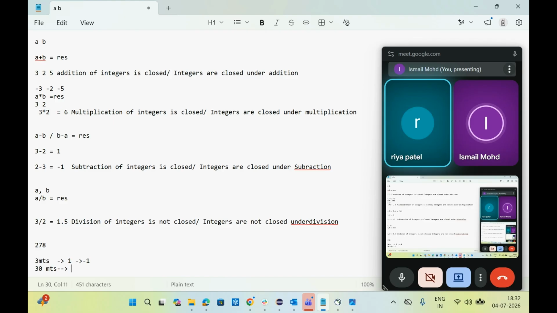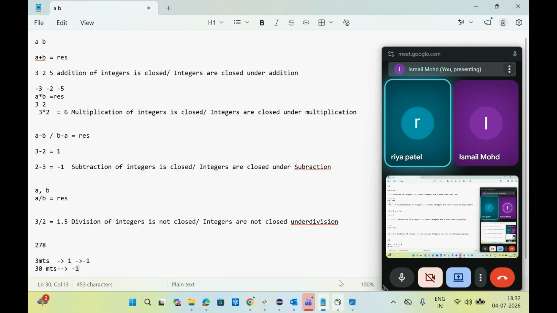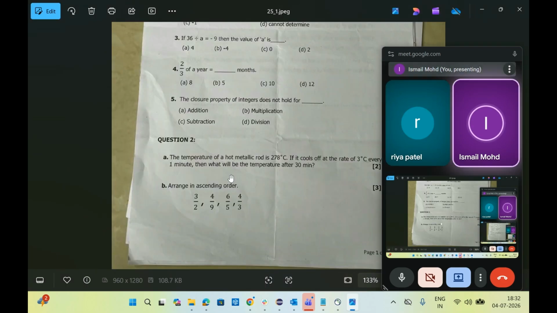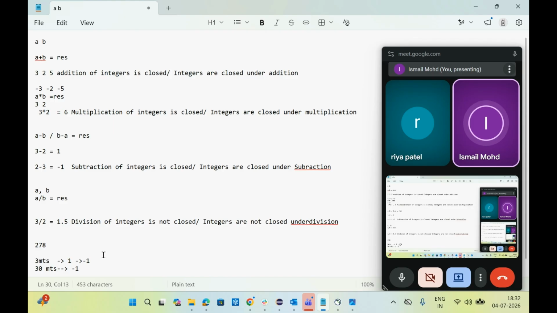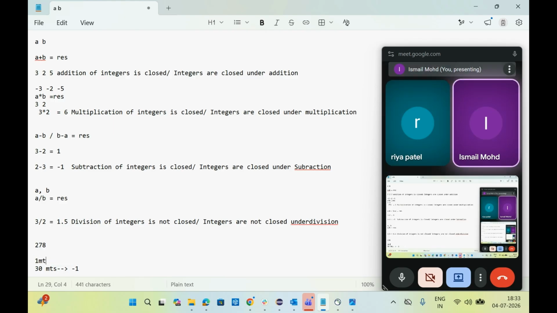3 into 10 means minus, mine. Sorry, what is the question? I think I got it wrong. It reduces 3 degrees after every 1 minute. So after every 1 minute, the temperature reduces by 3 degrees centigrade.